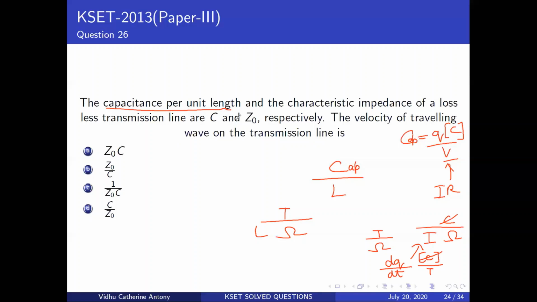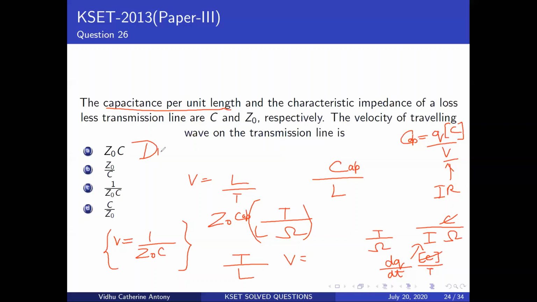Now, what else do you have? You have Z0. What I want is velocity. Velocity is distance divided by time. So I will multiply this with the capacitance C, which basically has this. What will I get? I get time divided by L. If I take the inverse of that, that should give me the velocity, right? So I get V is equal to 1 divided by Z0 into your capacitance. So it's basically 1 over Z0 C. This is one way to do it using dimensional analysis.